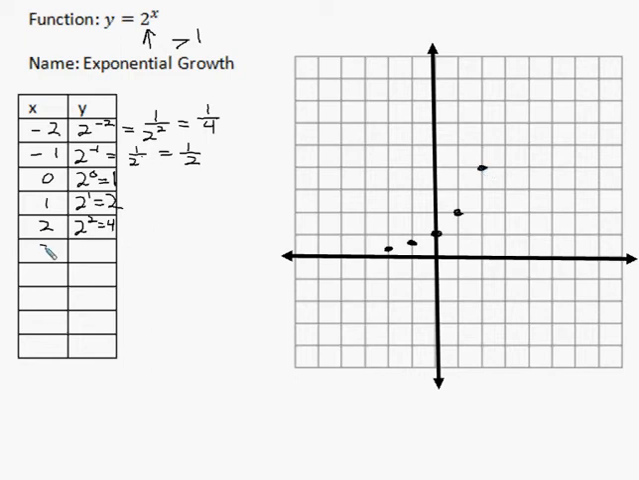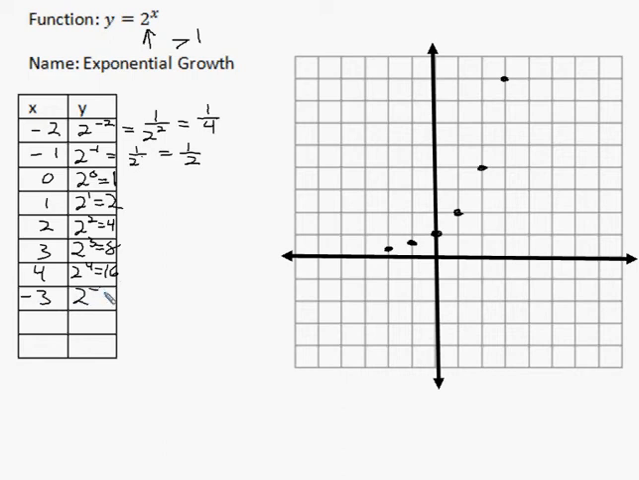We can go ahead and put 3 in, see what happens. 2 cubed is 8. So only 3 we have. And we can put 4 in. 2 to the 4th is 16. That's not going to show up on our graph that we have drawn here. Let's go a little bit further back.